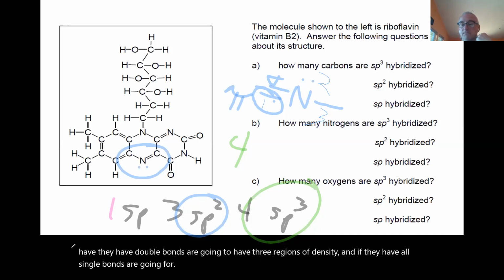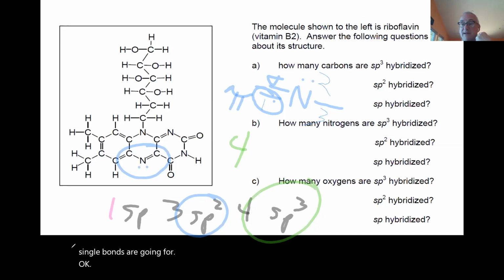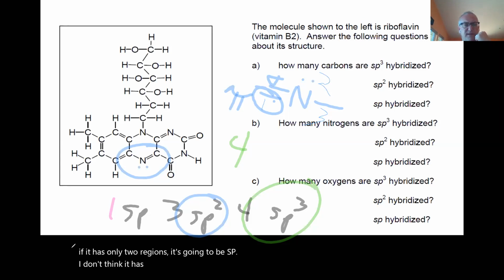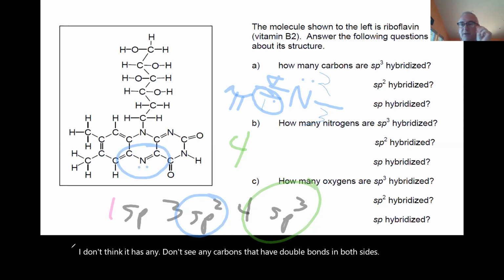And same with the carbons. If it has 4 regions, it's going to be sp3. If it has 3 regions, sp2. And if it has only 2 regions, it's going to be sp. I don't see any carbons that have double bonds on both sides. So in this question, I just have to count how many carbons I found in that situation. Basically just put lone pairs on everybody and just count them up.